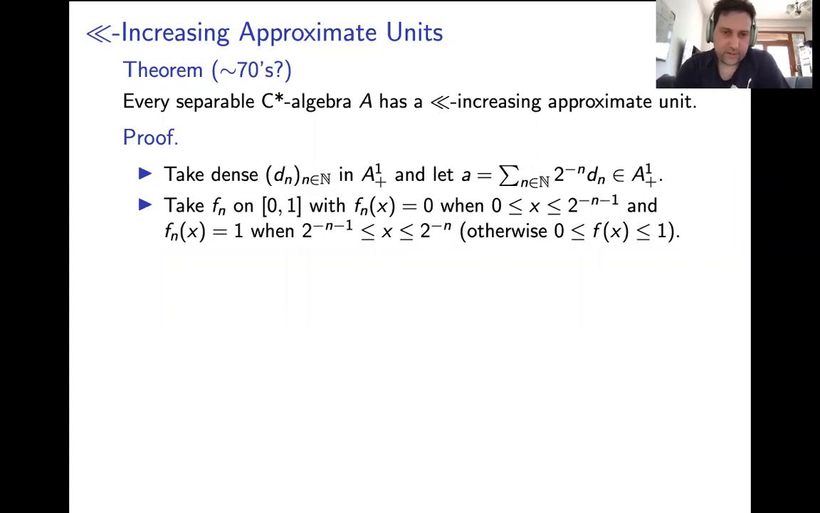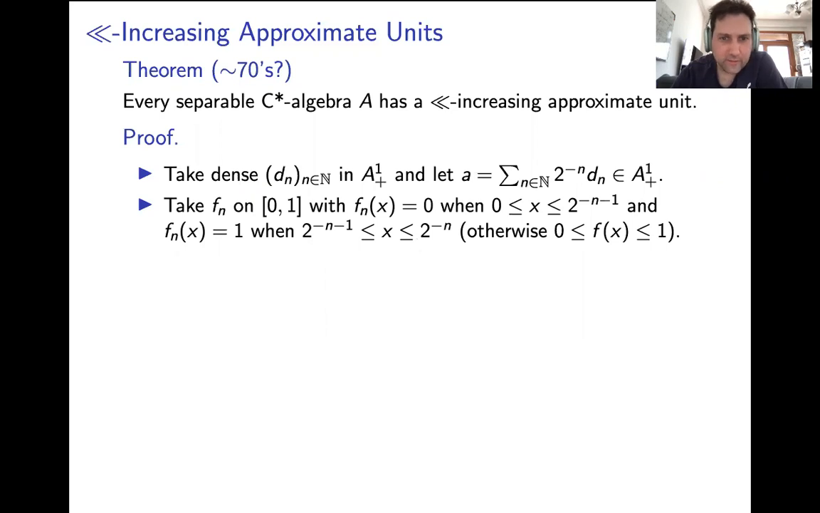Now consider some collection of functions, let's say f_n on 0, 1, or at least on the spectrum of A, which we know is contained within 0, 1, because this A is in the closed positive unit ball. Again, I'm not going to specify exactly what the function should do, just the properties I need. I need it to be 0 at the origin, in fact not just at the origin but on some open interval around the origin. So I want it to be 0 whenever x is somewhere between 0 and 2 to the negative n minus 1. And I want it to be 1 from some point beyond that.